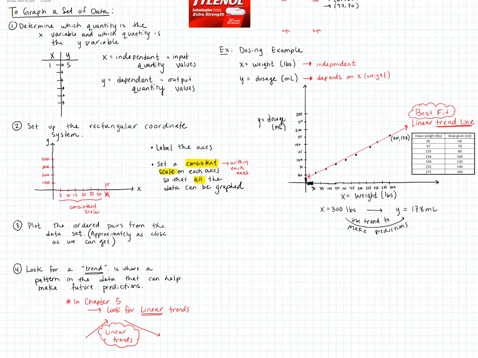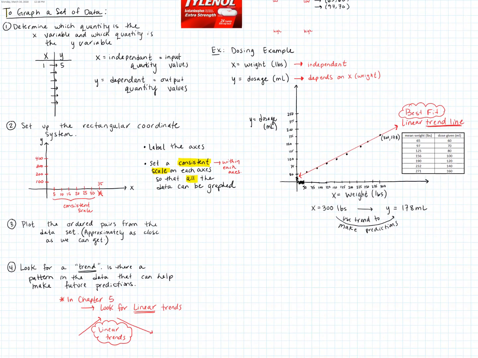So just to reiterate, when we graph a set of data, the first thing we're going to do is determine what is our x and what is our y. Then we're going to set up a rectangular coordinate system where we've labeled the axes and we have a consistent scale on each axis so that we can graph all the data. Okay, so we've got to make sure we give ourselves a little bit of a buffer and make sure we span the entire data set. Then we plot all the ordered pairs, as approximately as close as we can, and then we look for a trend. And we're going to say in this chapter, we're going to be looking for linear trends. Does the data trend upward or does the data trend downward? And we're going to use our rulers to get a line of best fit. Okay. That is the general theory behind 5.1.